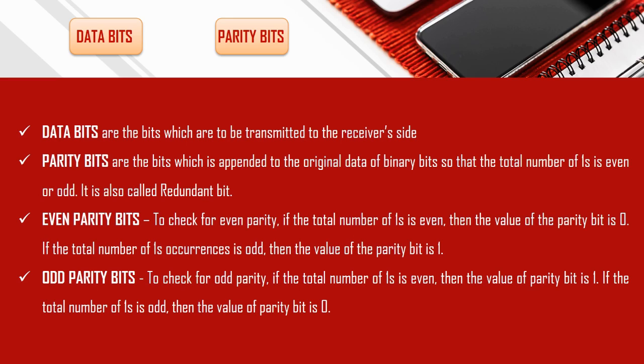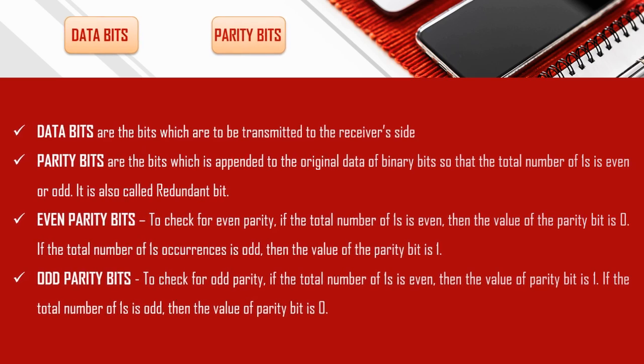Even parity bits: to check for even parity, if the total number of ones is even, then the value of the parity bit is 0. If the total number of ones is odd, then the value of the parity bit is 1. In a similar way, odd parity bits: to check for odd parity, if the total number of ones is even, then the value of the parity bit is 1. If the total number of ones is odd, then the value of the parity bit is 0.